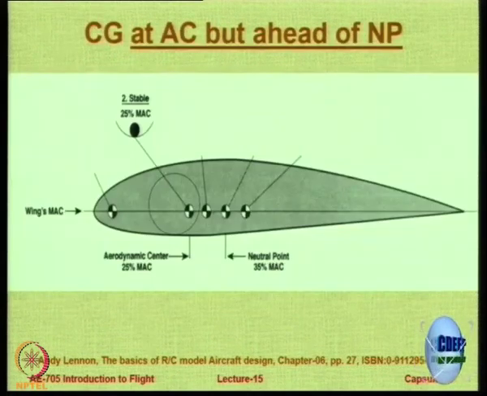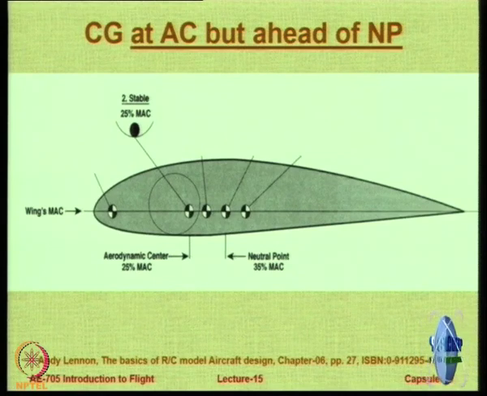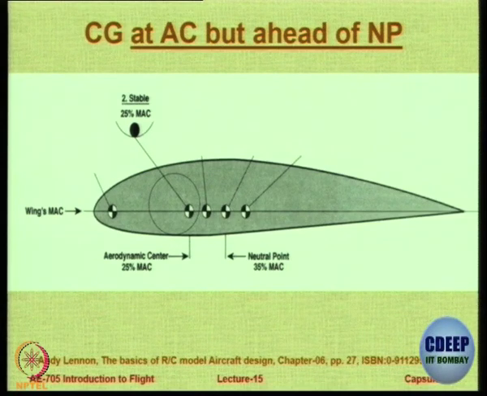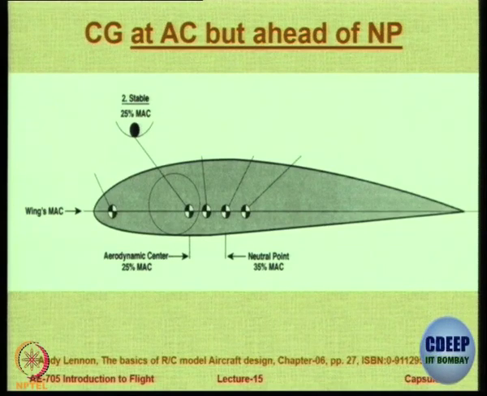Then we have the CG at the aerodynamic center. Progressively we will move the CG behind. First was 5%, now the CG is at 25%, at the aerodynamic center, and the neutral point is behind. In this example, the neutral point is at 35% of MAC, it just happens to be, you do not know how to calculate it yet. So what will happen now? Will the aircraft be stable, unstable, neutrally stable? Stable? Sure it is stable? Why is it stable? Because it is ahead of the neutral point, that is it. It is stable.